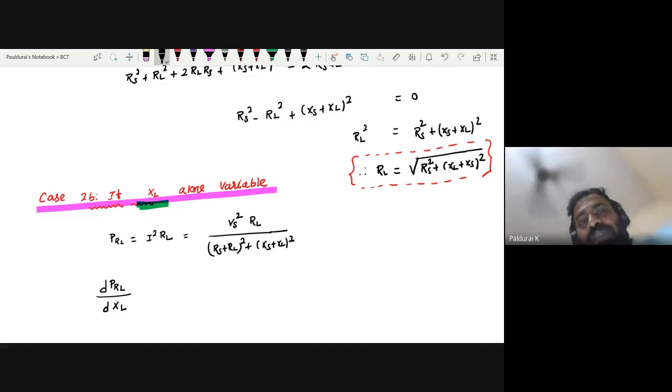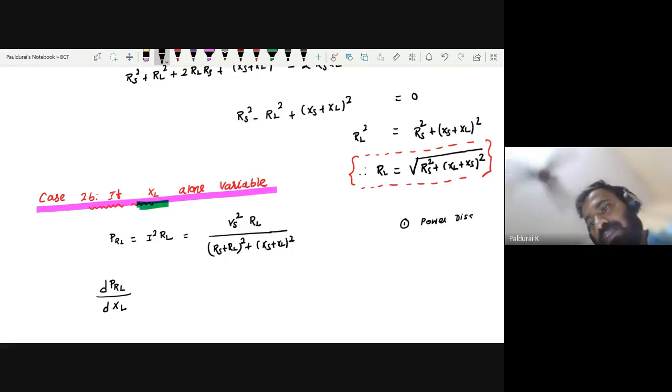This is one thing. Point number two. Point number one, the formula for power dissipation across the load, always you want to go with RL. So point number one, power dissipation across RL, this you want to remember. Point number two, whoever is variable, you want to differentiate with respect to that variable. If RL alone is variable, then differentiation with respect to RL.